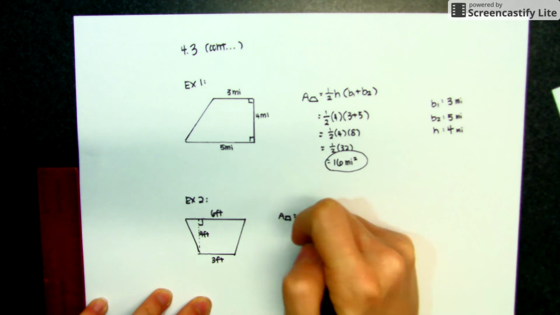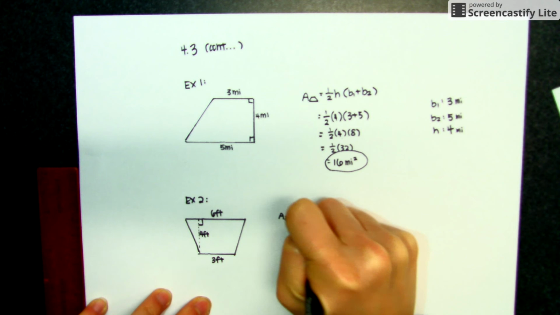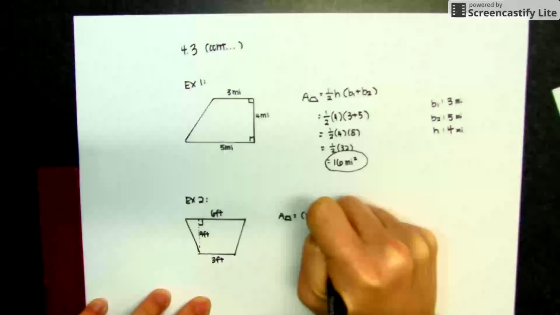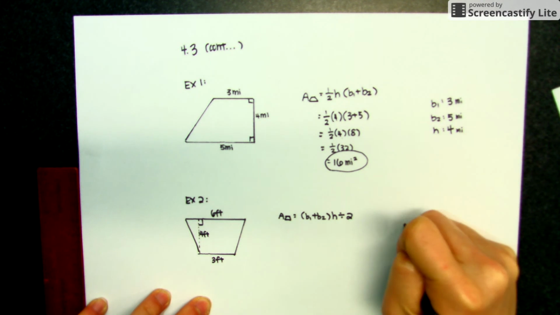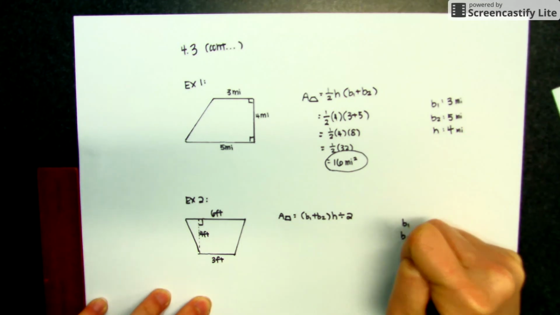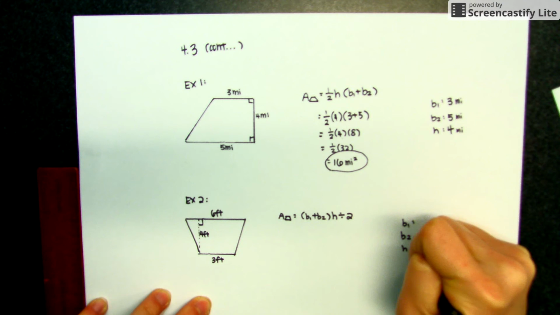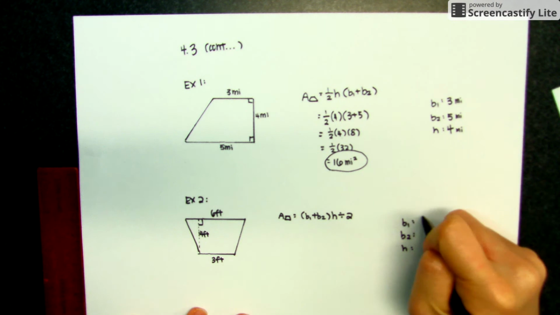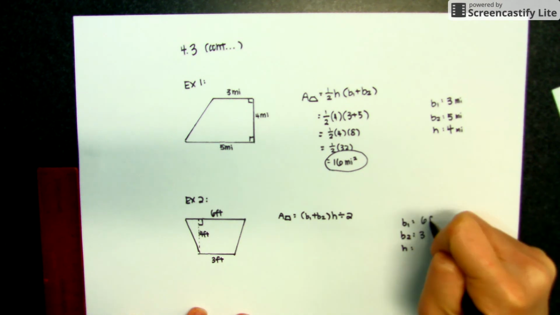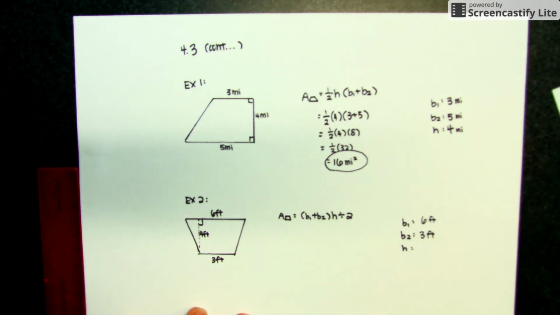I mean, they're the same formula, just a different way of writing it. I'm going to do base 1 plus base 2 times height divided by 2. Find your 3 measures: base 1, base 2, and height. Base 1 and base 2 are the 2 parallel sides, so that's 6 and 3. You're going to put 6 and 3, and then you should label them feet and feet.